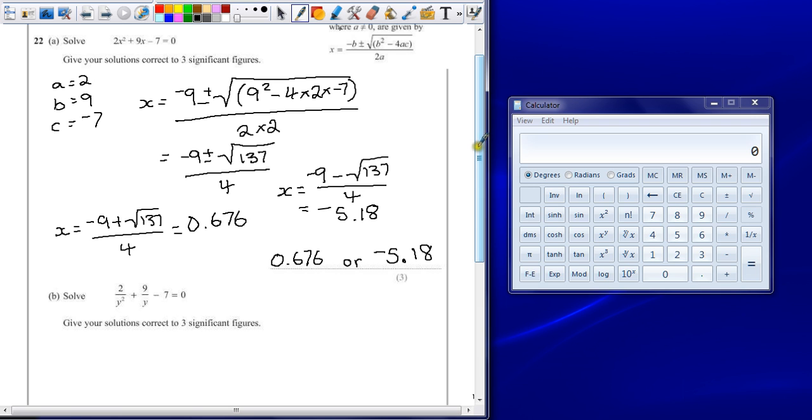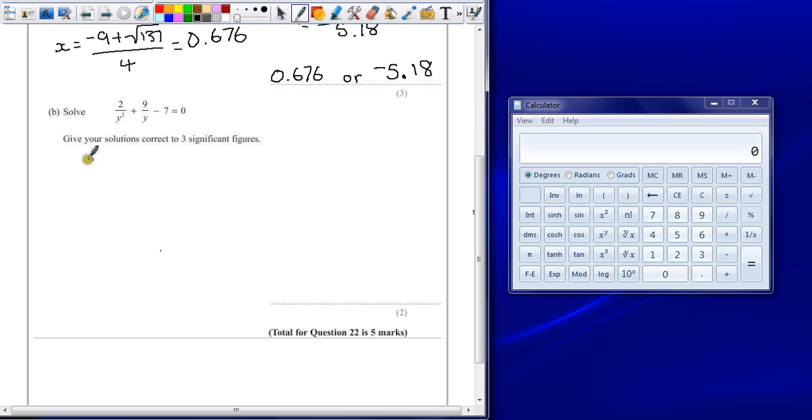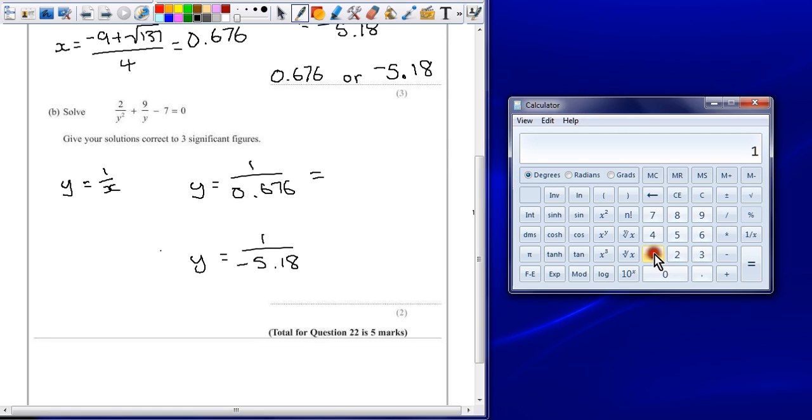So what we've got here is almost the reciprocal of our initial equation. So in this case, y is just the same as 1 over x. So if we already know what x is, our potential solutions would just be y is equal to 1 divided by 0.676, or y is equal to 1 divided by negative 5.18. It's only worth 2 marks. They're not expecting us to go through a lot of difficulty for this.